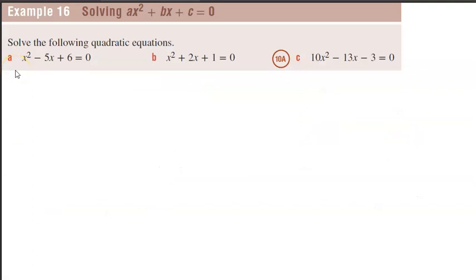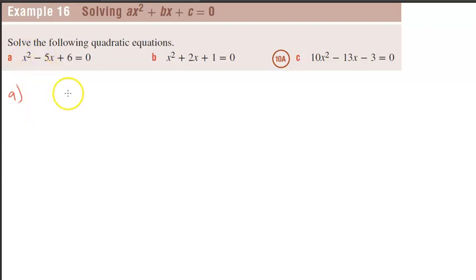Alright, now let's get into situations where we have an actual ax squared plus bx plus c format. So we're going to solve for the following quadratic equations. First one here, we have x squared minus 5x plus 6 is equal to 0. And we need to solve for what our x value can be.